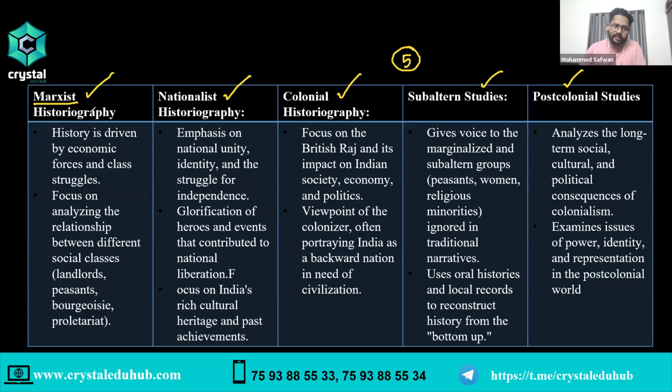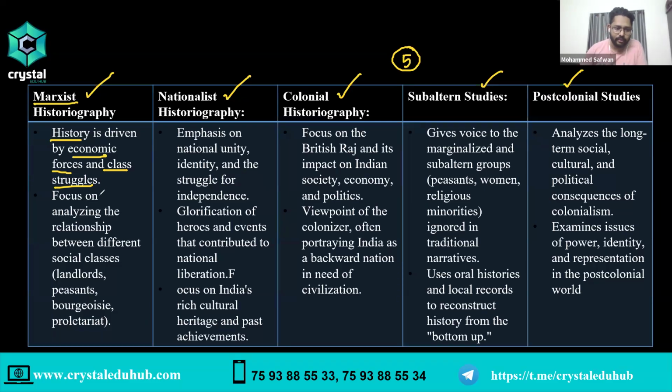So this Marxist historiography, what are they focusing on? Their focus is that history is driven by economic forces and class struggles. So they simply take the economic perspective of historical development.